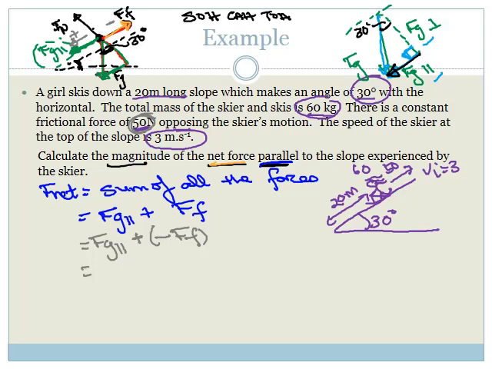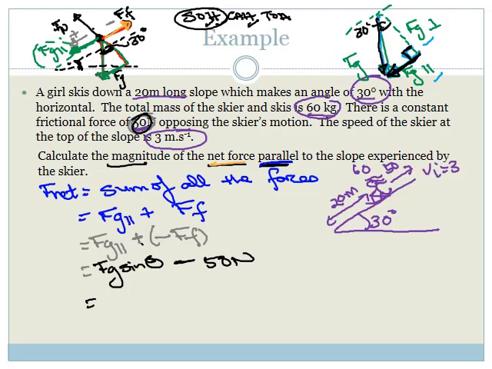I know some of you like to use the sine rule. I tend not to use the sine rule unless I have to. If I've got right angle triangles, I use SOHCAHTOA. You can use whatever you use as long as you're getting the right thing. So Fg is the hypotenuse of this triangle because that's the 90 degrees. This Fg parallel is opposite the angle of 30 degrees, so we're going to use sine. Therefore, Fg parallel is equal to Fg sine theta, plus times or minus is a minus, and the force of friction in this case is 50 newtons.